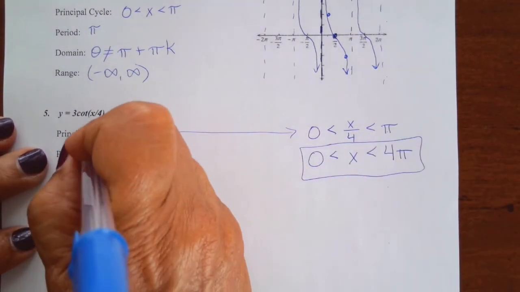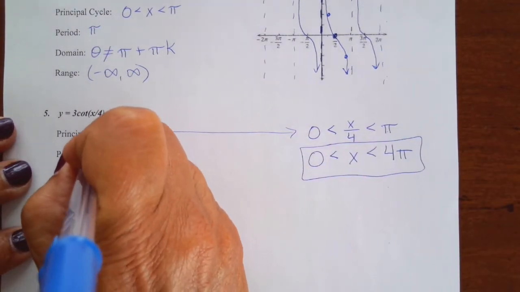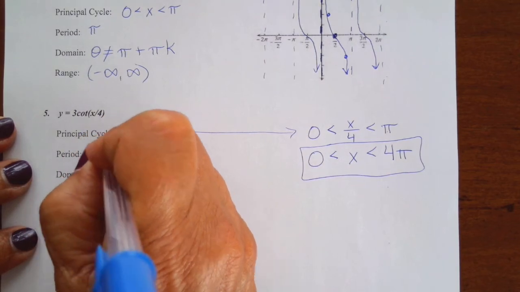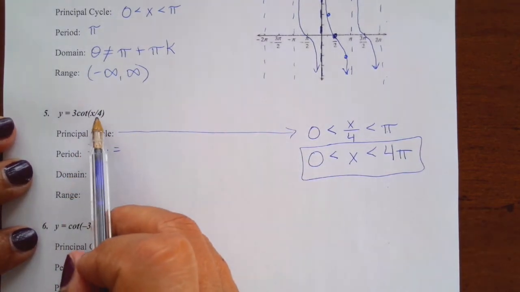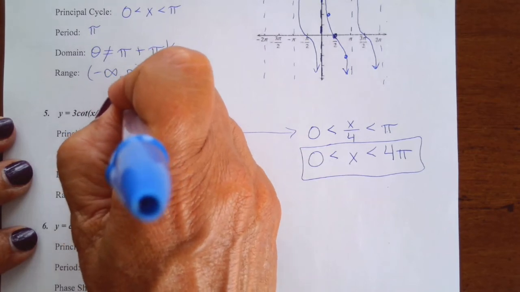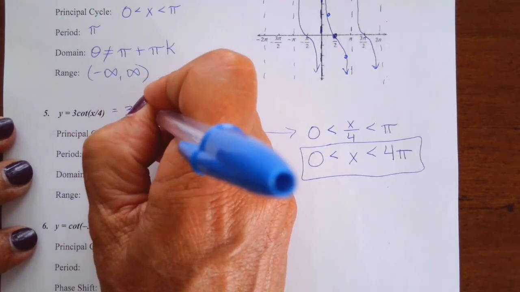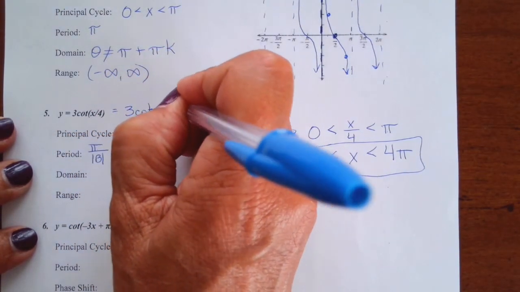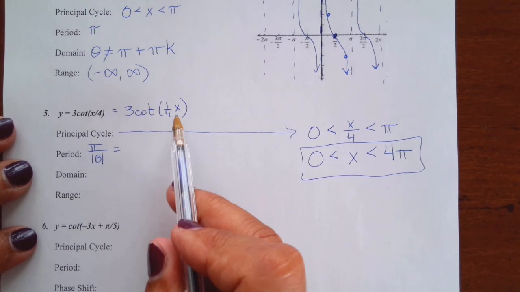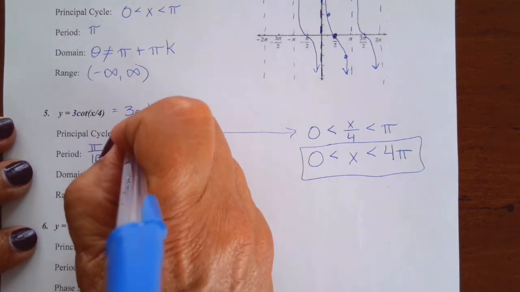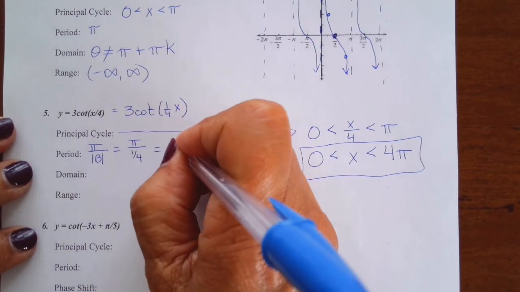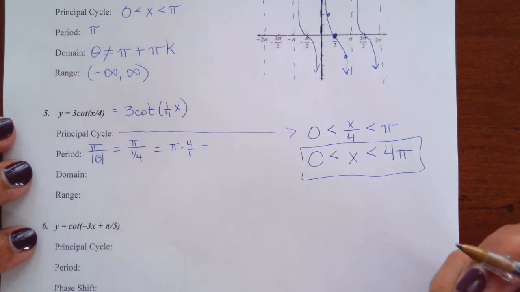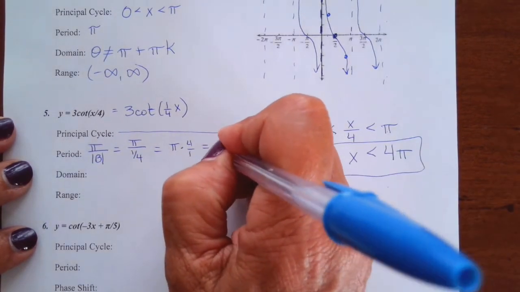The period is pi divided by b, positive b. All right, so what is b in your problem? X over 4 is the same thing as 1/4 x, right? That 4 is in the bottom. So b is 1/4. So we're going to do pi divided by 1/4. Again, make sure you multiply by the reciprocal, 4 over 1. So the period is 4 pi.